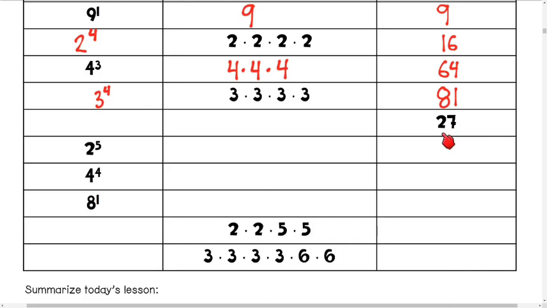Now I have 27. I can't think of any two numbers that give me 27, but if I follow this one up here, 3 times 3 was 9, times 3 was 27, which gives me 27. So I know this is going to be 3 times 3 times 3. And in exponential form, that would be 3 to the third power.